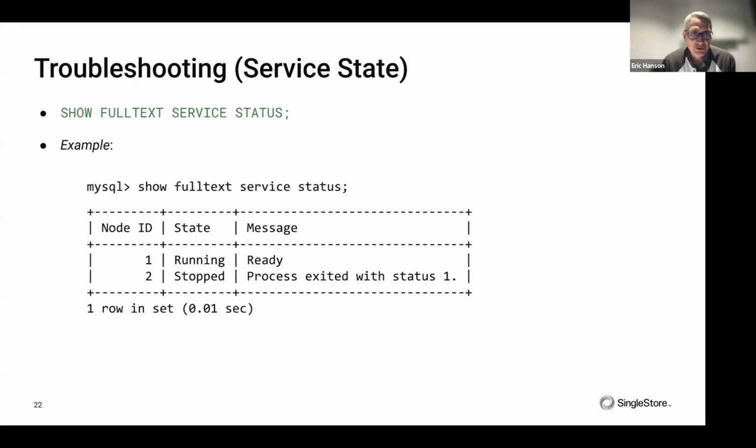Further regarding troubleshooting, if you want to see the service status for the full text search service, the external Java Lucene service process, just say show full text service status and you'll get the status, and it looks like that.